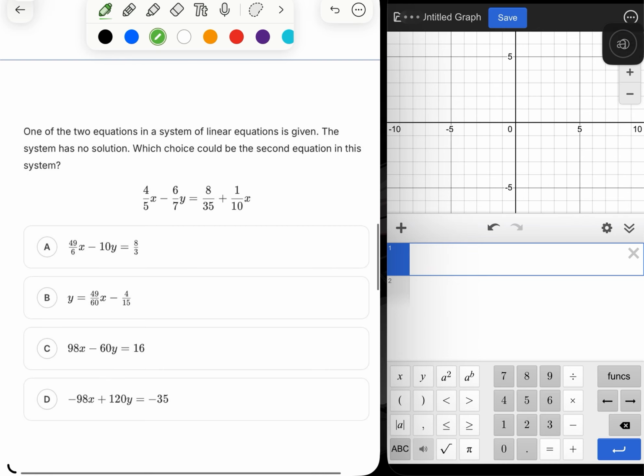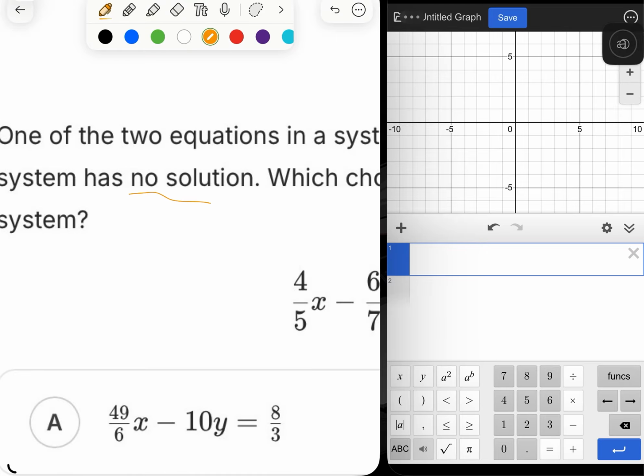So here we have one of the two equations in a system of linear equations is given. The system has no solution. Which of these four answer choices could be the second equation in the system? So right away, a key thing to jot down is that the system has no solution. What that tells us is that there's going to be no intersection between these two equations here.